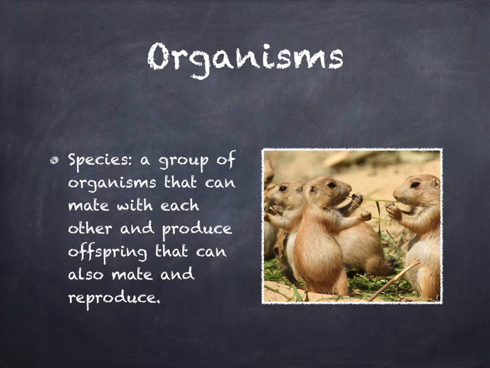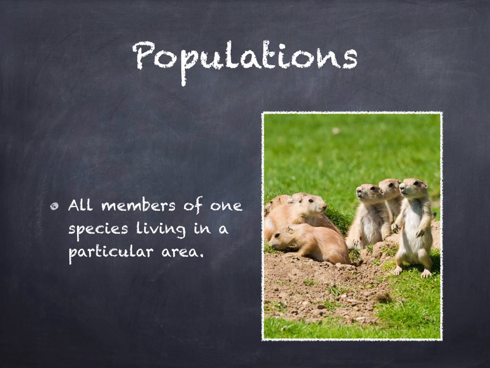Organisms. Black-tailed prairie dogs that live in prairie dog towns on the Nebraska plains are all members of one species. A species is a group of organisms that can mate with each other and produce offspring that can also mate and reproduce. Populations. All the members of one species living in a particular area are referred to as a population. The prairie dogs in the Nebraska town are one example of a population.